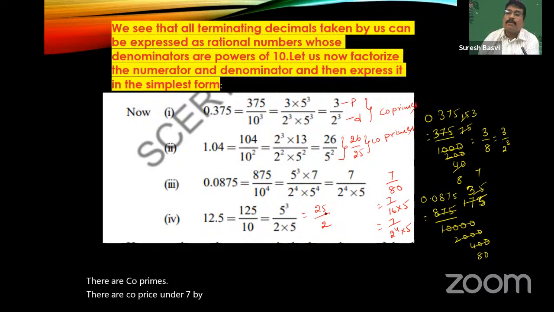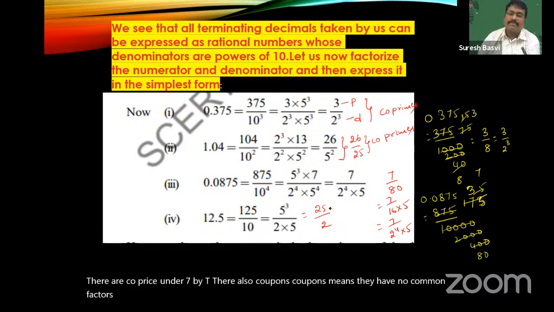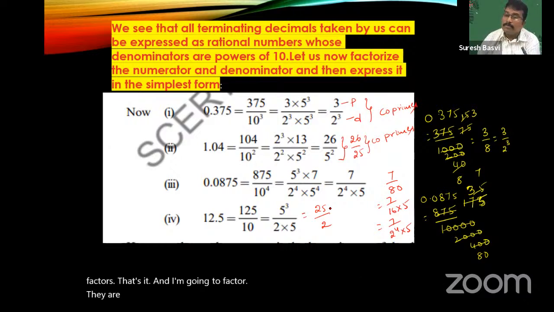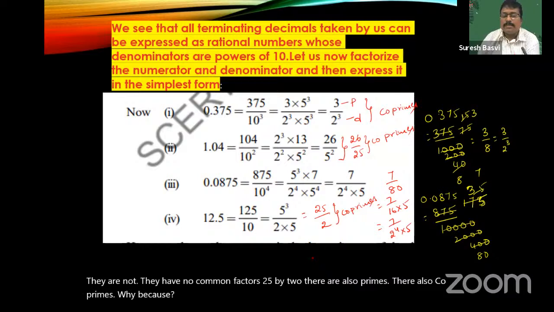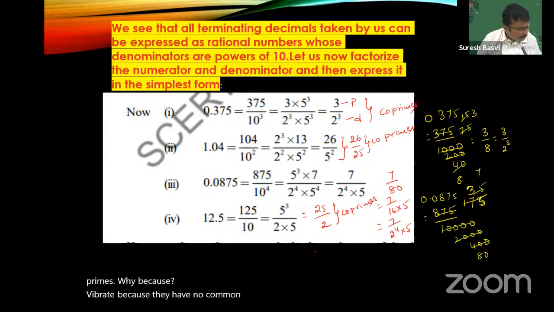Co-primes means they have no common factors. 25 by 2, they are also co-primes. Why? Because they have no common factors. Right?